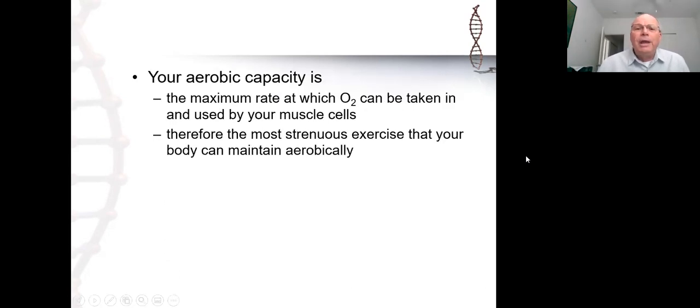So when we talk about aerobic capacity, something that exercise physiologists like to measure, and if you ever take a physiology class, you may get an opportunity to measure your aerobic capacity.